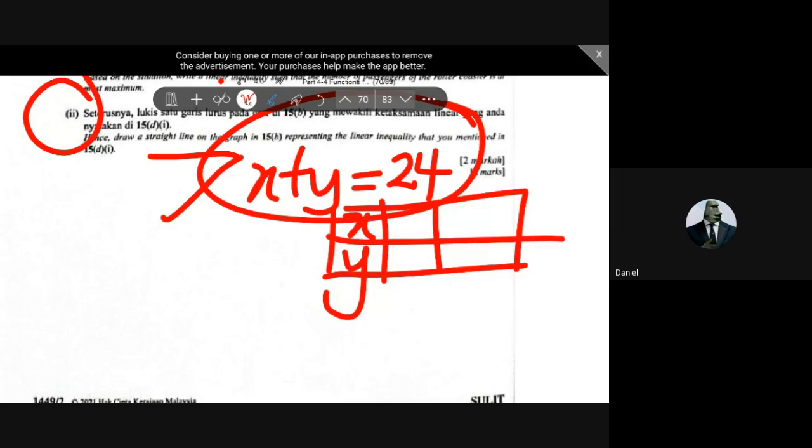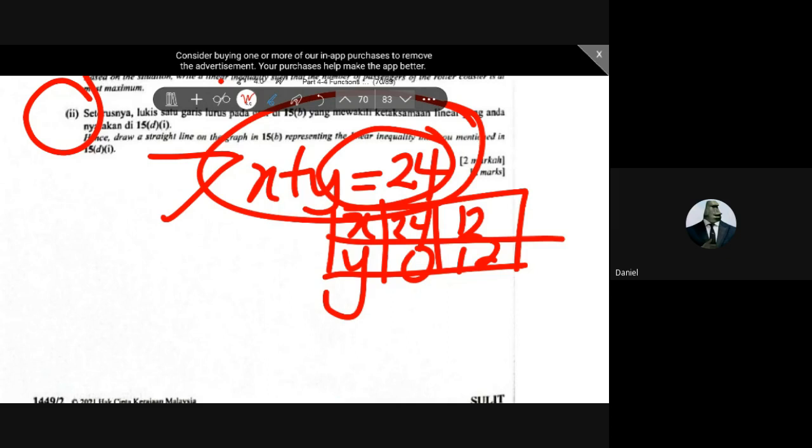Eh? 0, 1 lah. How can 0, 1 satisfy this one? 0 plus 1 is not 24. Dua koordinat yang kamu pilih tambah kena sama dengan 24 tau. Must be same as 24. Not less than 24, remember. Now we already convert to equation. Kita dah tukar ke persamaan. 24, 0. Yes, betul. One more. Yes, Alicia, very good. I like your point. 12, 12. 24, 0. One more. Satu lagi. Ada satu lagi.